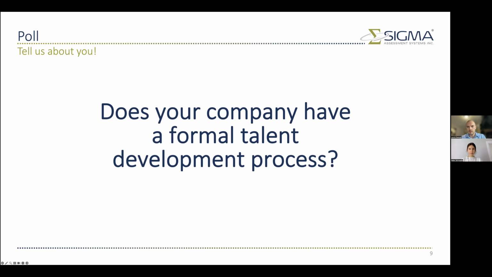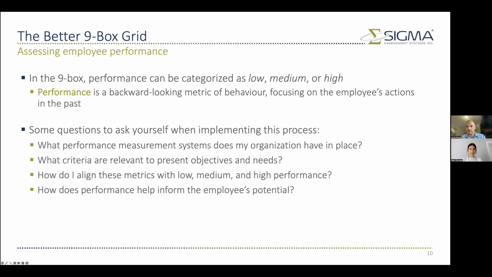So moving on now, let's get into some of the technical details of the 9-box tool. As we already discussed, in the 9-box, performance can be categorized as low, medium, or high. A key point here is that performance is essentially a backward-looking metric of behavior, focusing on past actions of the employee. So in general, performance might refer to things like productivity, effectiveness, quality of work, basically looking at how employees are meeting, exceeding, or not meeting standards.